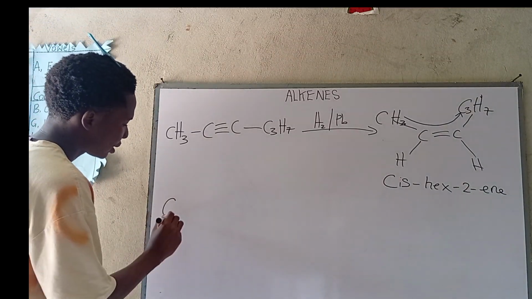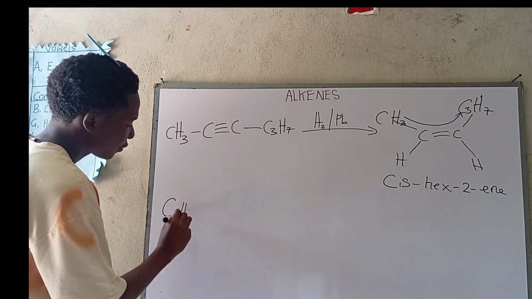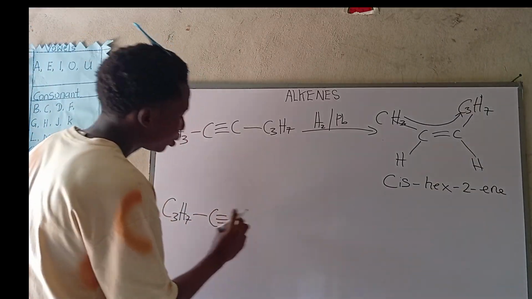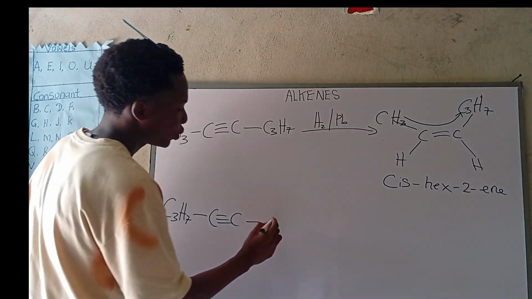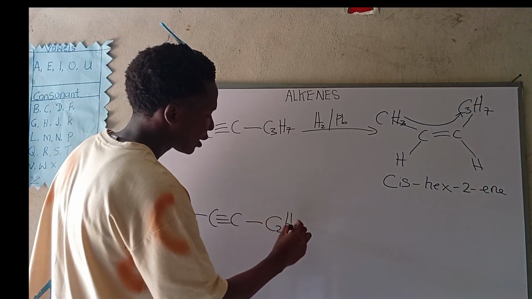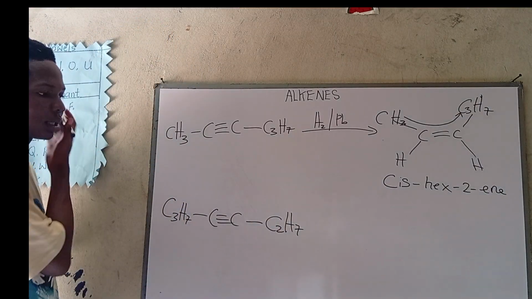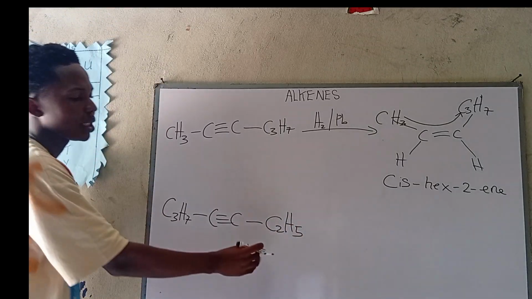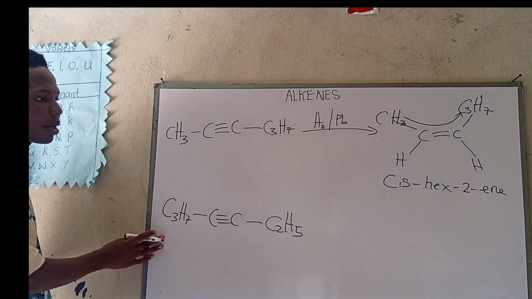Like, we can use something like this. C3H7 as our substituent, which is propyl. Putting our carbon to carbon triple bond, and what? Finally, we use C2H5, which is what? Ethyl. This is what? Propyl.